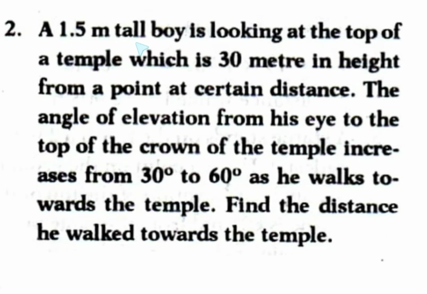A 1.5 meter tall boy is looking at the top of a temple which is 30 meters in height. From a point at a certain distance, the angle of elevation from his eye to the top of the crown of the temple increases from 30 degrees to 60 degrees as he walks towards the temple. Find the distance he walked towards the temple.